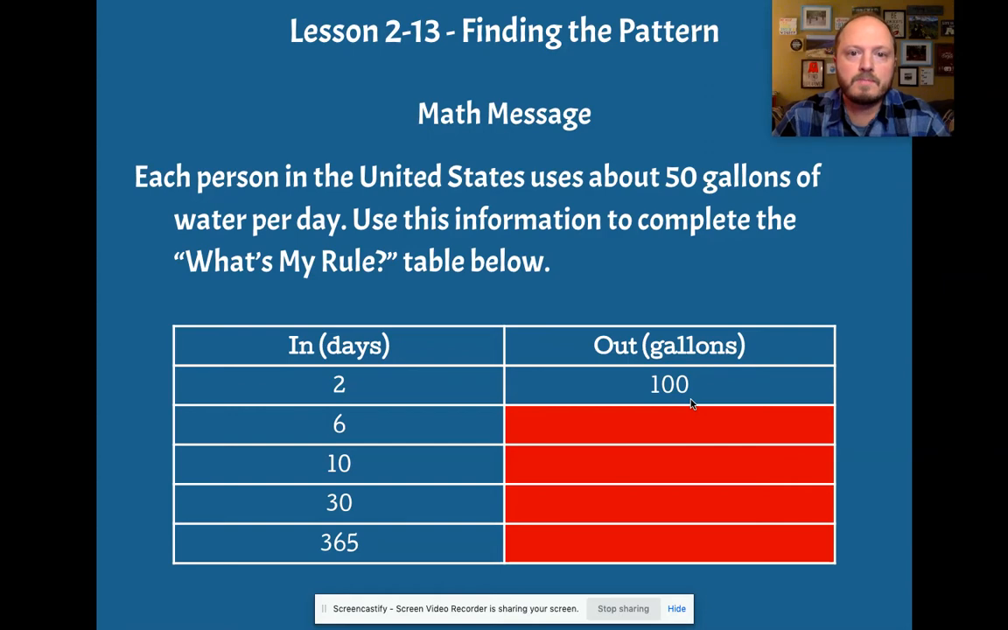It says, each person in the United States uses about 50 gallons of water per day. Use this information to complete the What's My Rule table below. So I put in red the spaces that you need to put an answer for. We have for 2 days, 100 gallons, 6 days, question mark, 10 days, also an unknown, 30, and then 365.